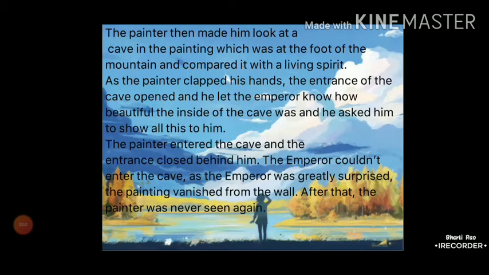Then the painter made him look at the cave in the painting, which was at the foot of the mountains, and it was compared with a living spirit. The painter clapped his hands, and what happened? The entrance of the cave opened, and he asked the emperor to come inside and see the beauty inside the cave. The painter first entered the cave, and as he entered it, what happened? The entrance closed. The emperor could not enter the cave. And suddenly, the painting also vanished, and the painter also vanished, and both of them were never seen again.